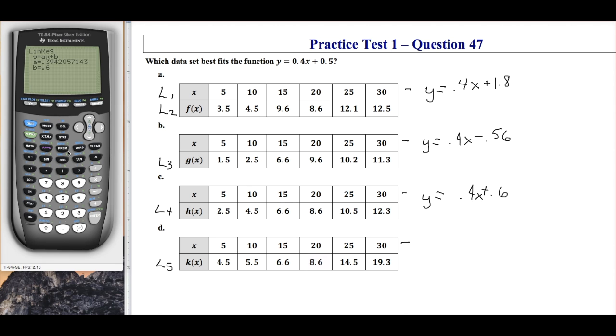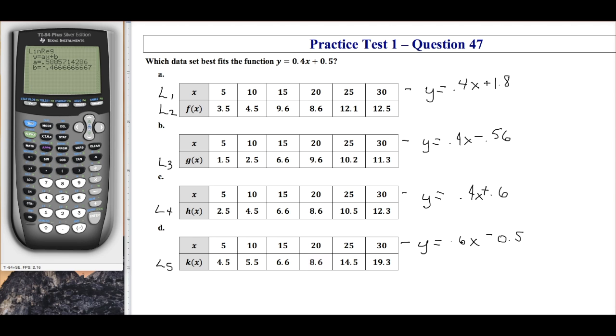And lastly, for k of x, hit Stat, arrow to Calc, 4 for linear regression, second L1 for our x values, comma, second L5 for our k of x values. Enter. The linear regression line for k of x is y equals 0.6x minus 0.5.